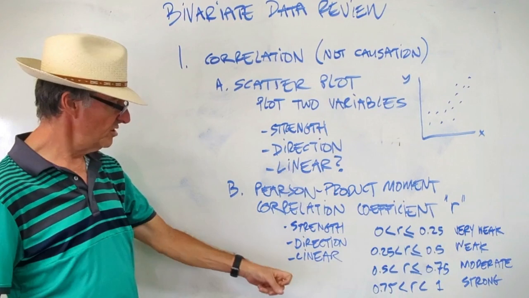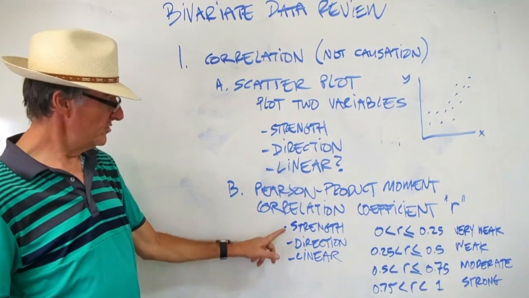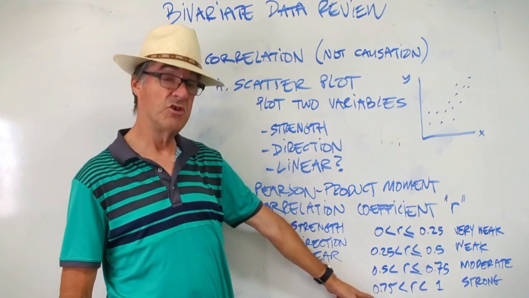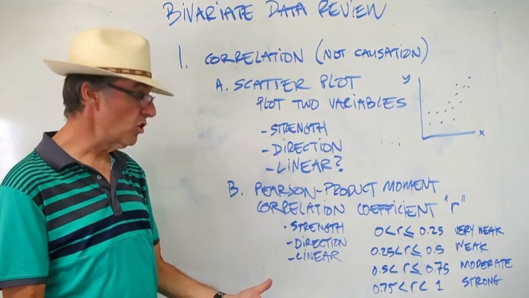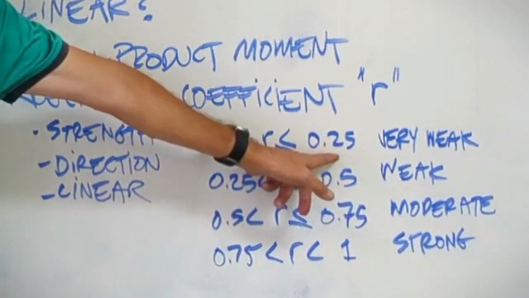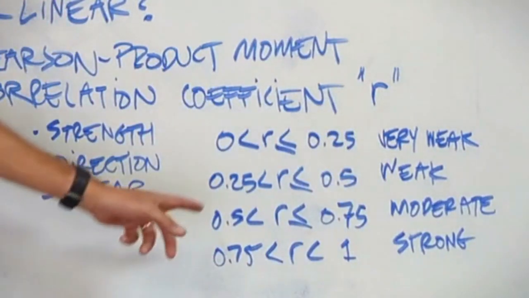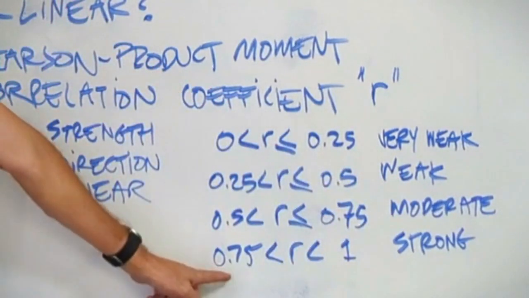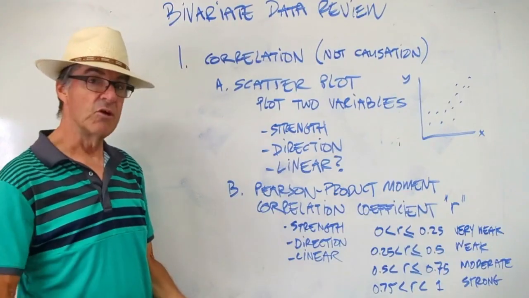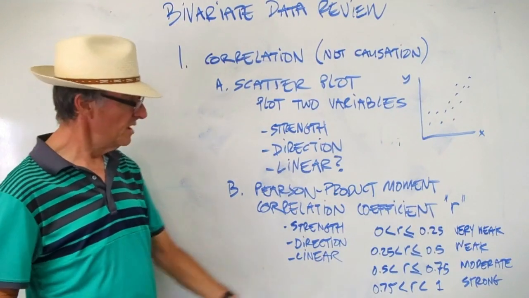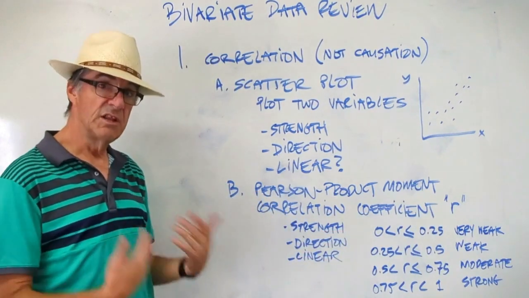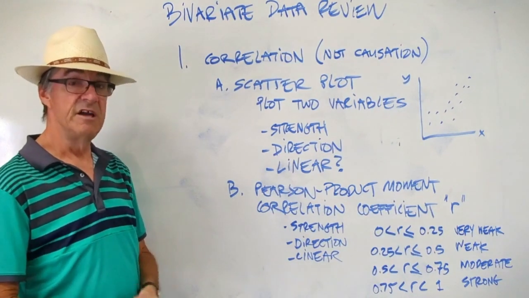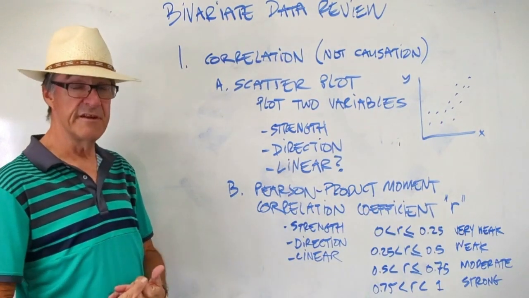So we have strength, direction, and linearity. For strength, now we have some definite ranges depending on the value of R. For a positive correlation, between 0 and 0.25 values for R, we have a very weak correlation. Then from 0.25 to 0.5, it's weak. From 0.5 to 0.75, it's moderate. And then finally from 0.75 to 1, it's strong. And it works the same way in the negative direction. So these would be positive correlations, linear, and depending on your R value, you're going to be able to give it the correct modifier. If your R is negative, it just works the same, but in the negative direction with a negative correlation.